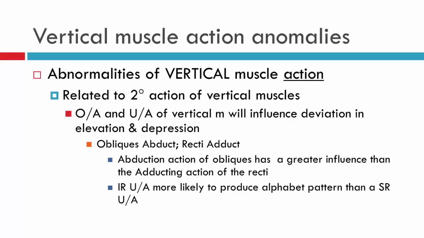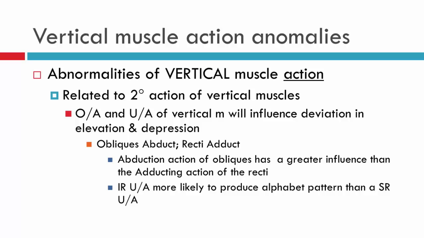Let's start off with anomalies of the muscle actions, and let's start off with the anomalies of the vertical muscles. So if we have an over or under action of a vertical muscle, it will influence the deviation in direct elevation and depression. The reason it does this is because of the secondary action of the vertical muscles.